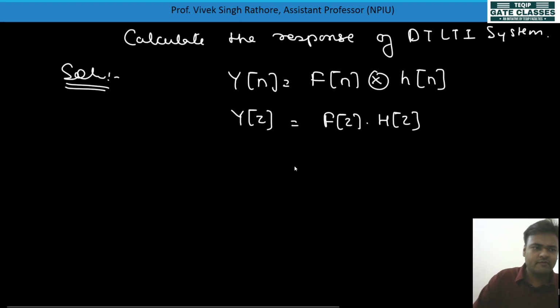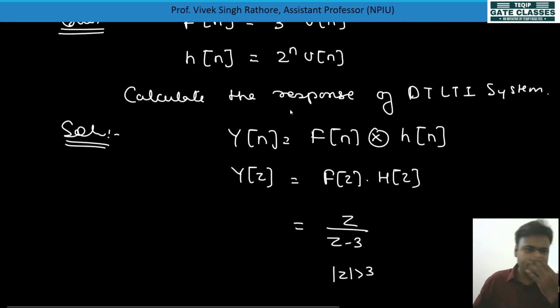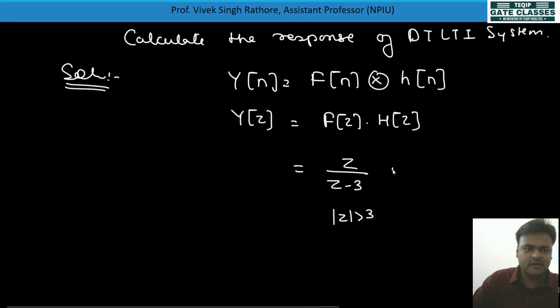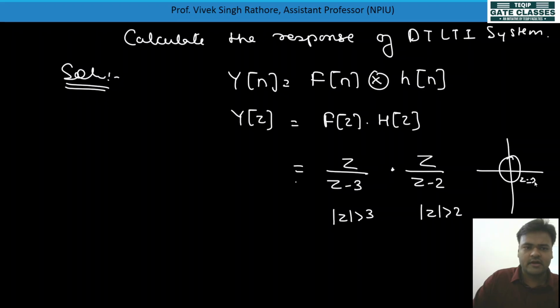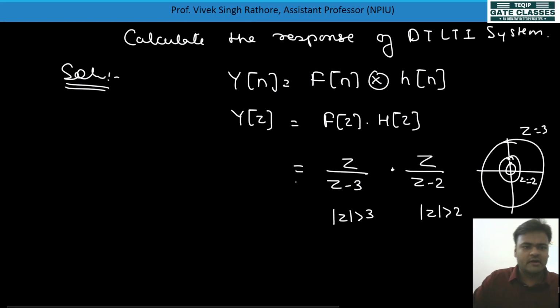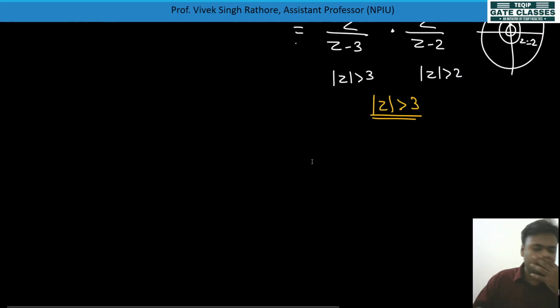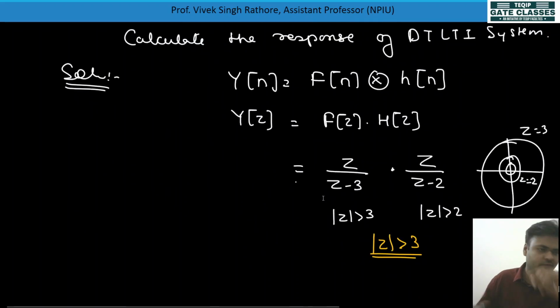So what will be f of z? You calculate. 3 to the power n u of n is nothing but z by z minus 3, with mod z greater than 3. And 2 to the power n u of n is nothing but z by z minus 2, and mod z is greater than 2. So what will be the ROC? One pole will be at z equal to 2, and the other at z equal to 3, and the unit circle is here. Mod z is greater than 2 also, and mod z is greater than 3 also. So ultimately we can take mod z greater than 3 because all are outward, so we take the common ROC.